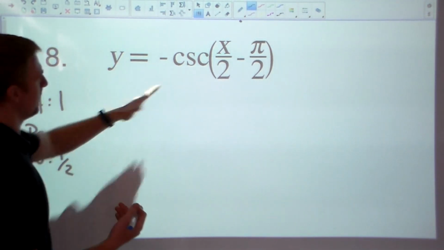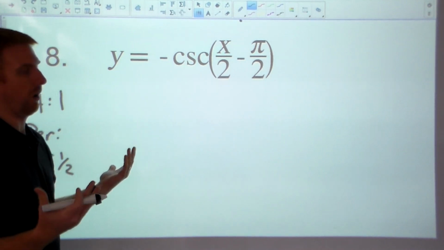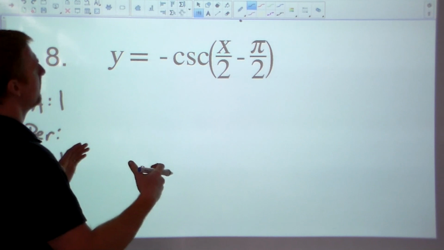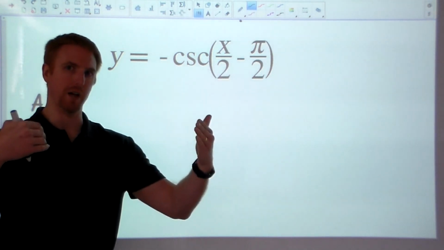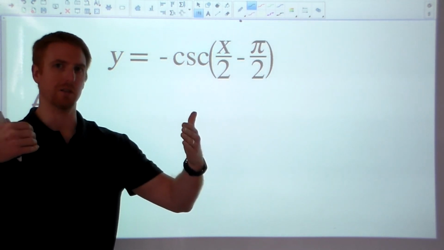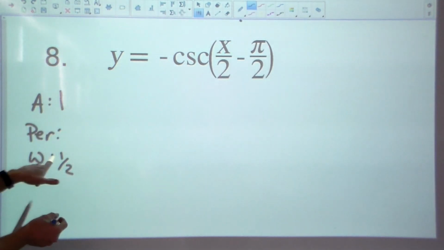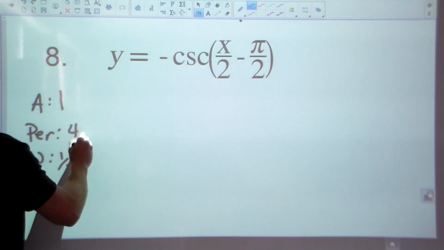So normally cosecant comes from, or it always comes from, this sine function. Sine function from 0 to 2 pi is 1 cycle, so 2 pi radians is 1 normal period, 1 full cycle. We're going to divide that by half, so we're going to get 4 pi radians.